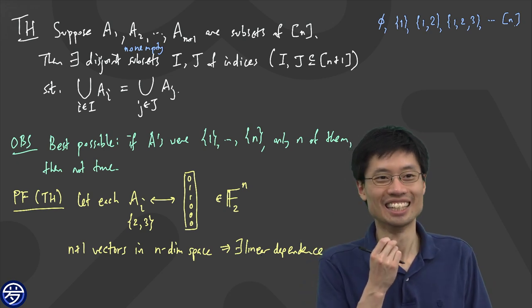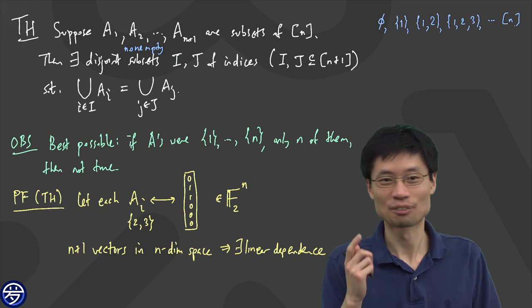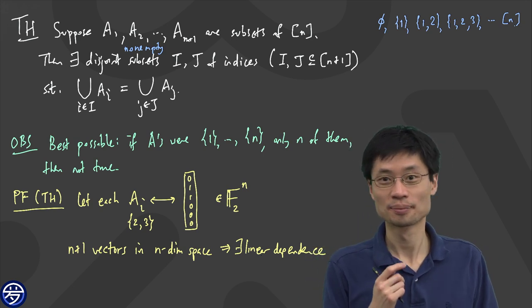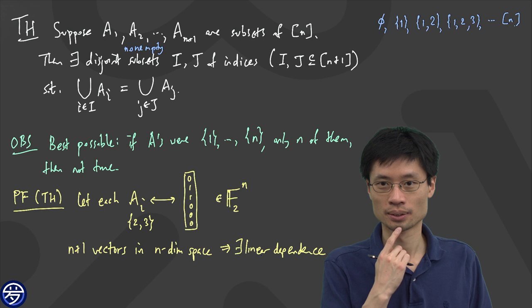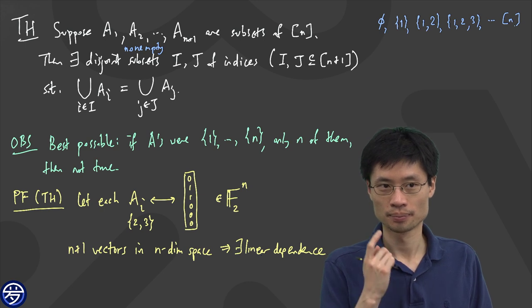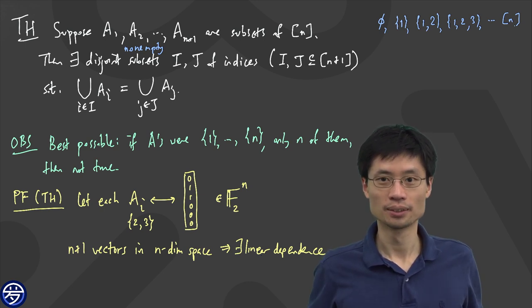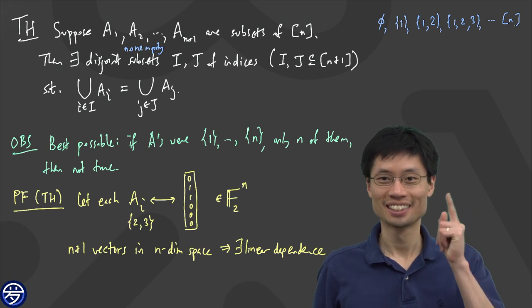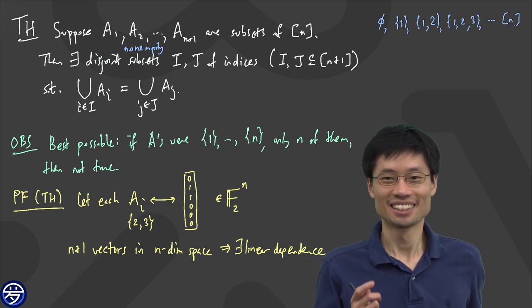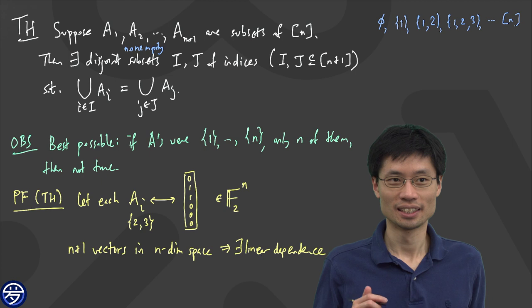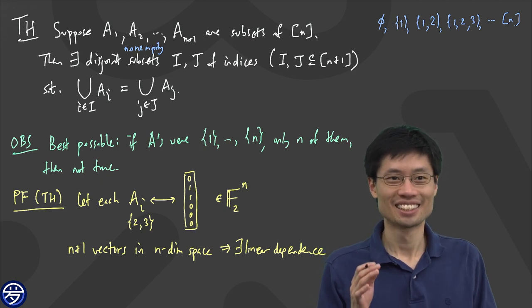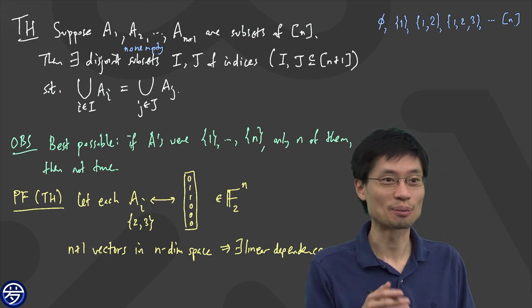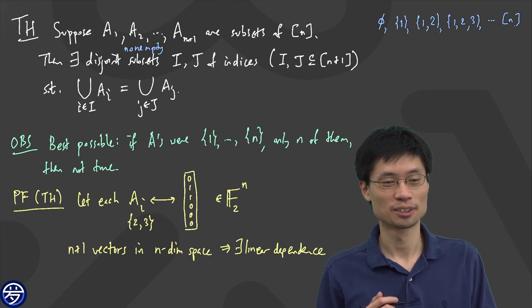Oh, yeah, I see some hands already. So, Philip, you raised first. What did you see? The way the proof goes wrong is that if you have the empty set, that's a zero vector, and so your linear dependence could just be the zero vector equals the zero vector. Got it. That's actually a good point. And Tingwei, you also have something to say.